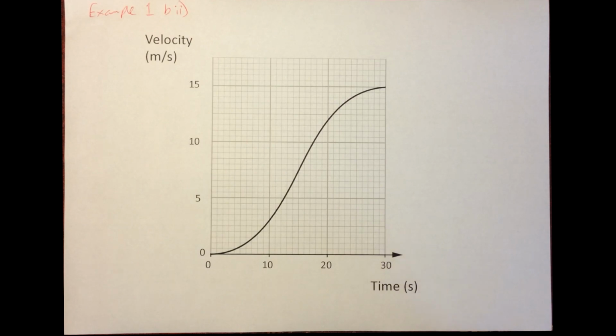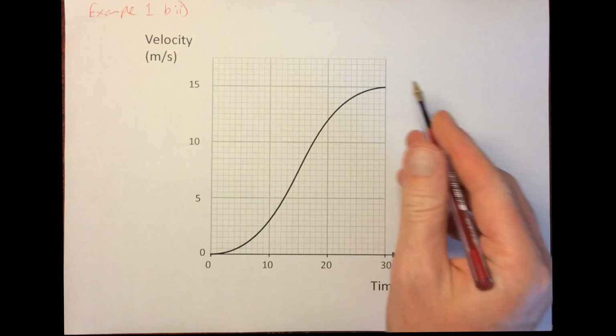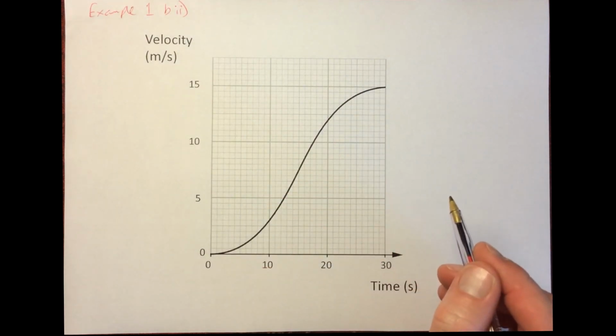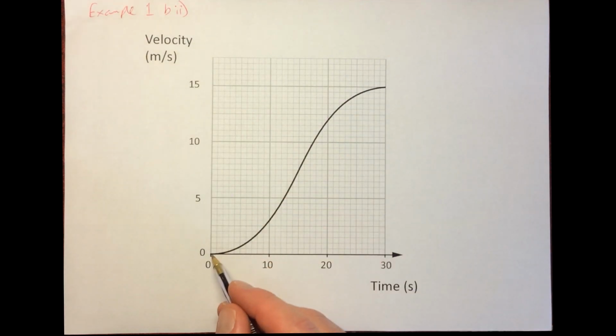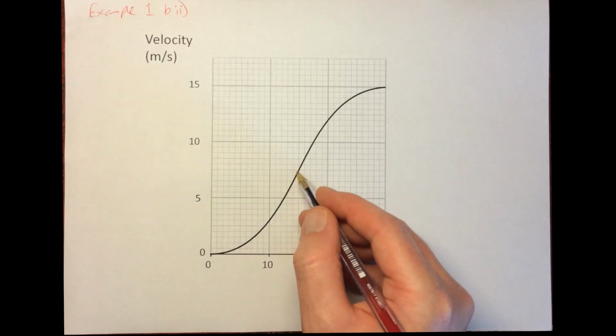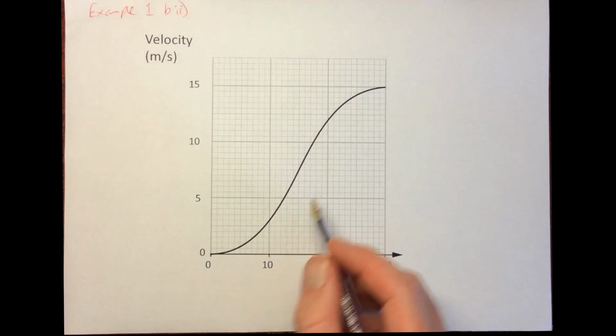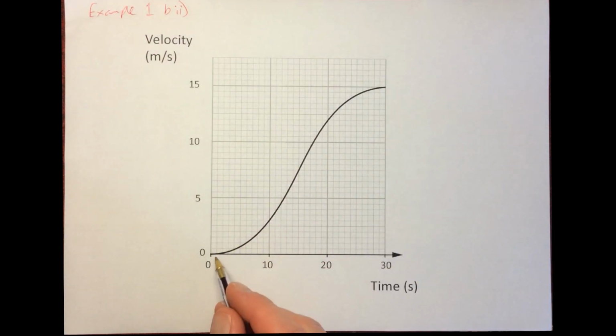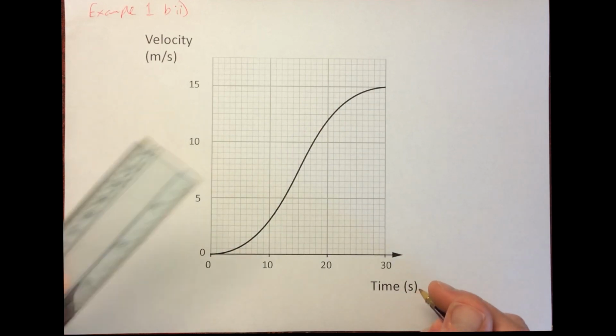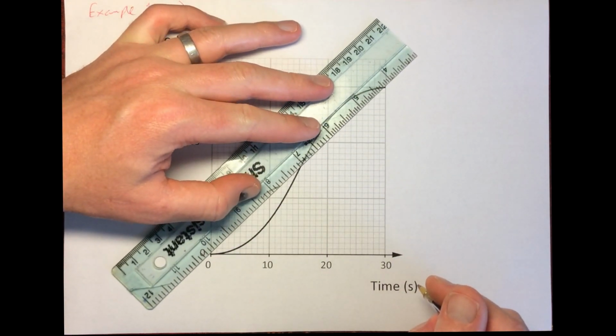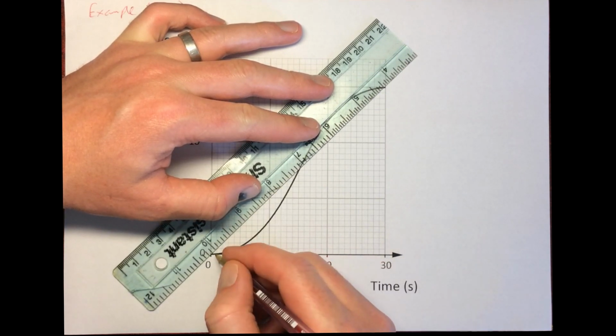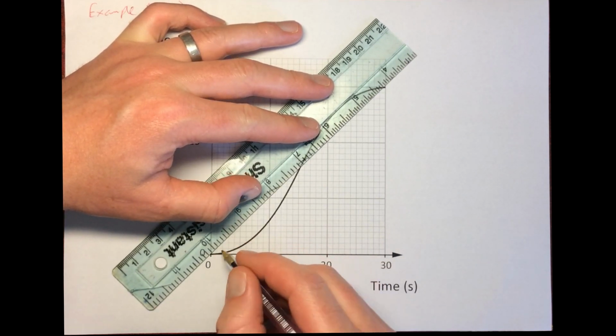Example 1b part 2 asks you to work out the mean acceleration for this entire journey. Now as we know, the acceleration isn't constant. The acceleration is increasing, then it's constant, then it's decreasing. So the acceleration throughout this graph changes because the gradient is changing. We're asked to work out the mean acceleration. So to do that, we're going to draw a line like this.